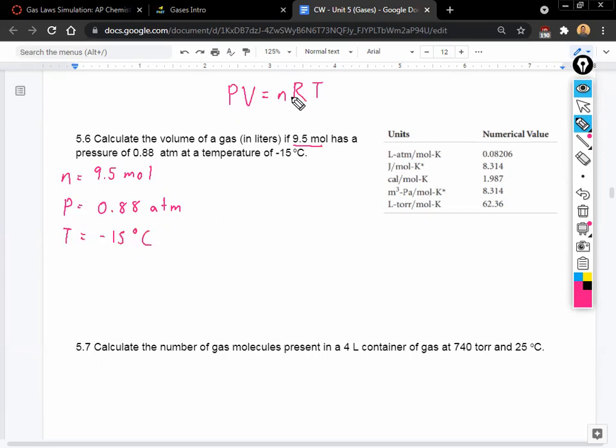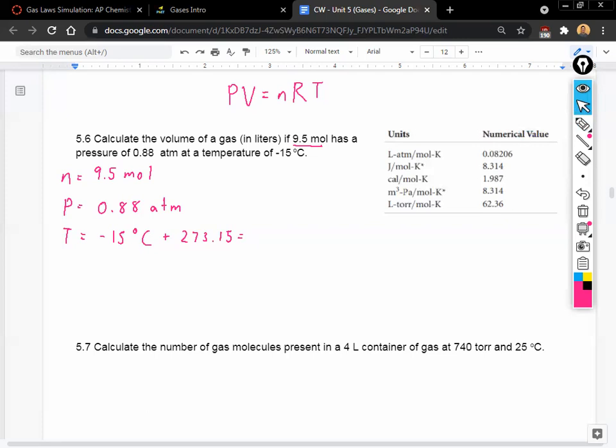So can I just plug these numbers into the equation? No, why not? Yeah, the temperature is in Celsius. Remember, temperature always has to be in Kelvin. So what we're going to do is add 273.15, and that will get us our temperature. Now remember, this is negative, so we're not going up 15 degrees, we're going down 15 degrees.